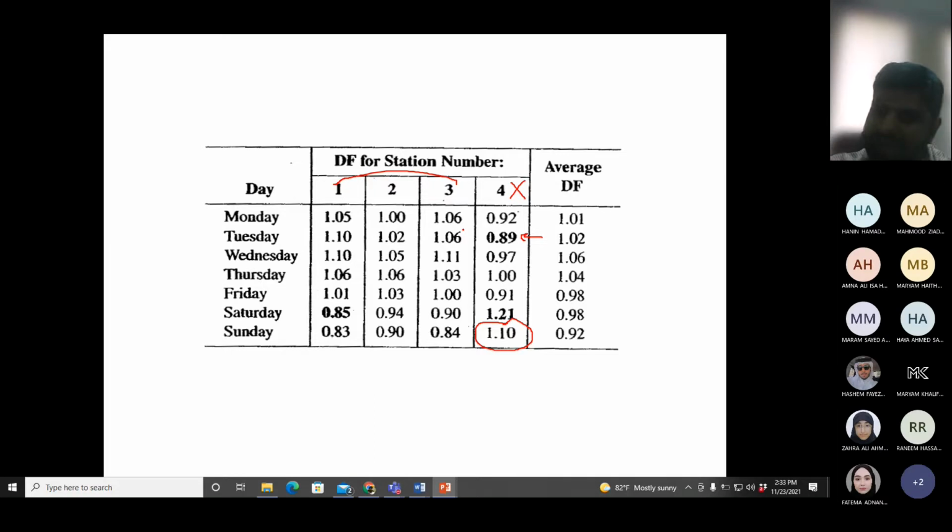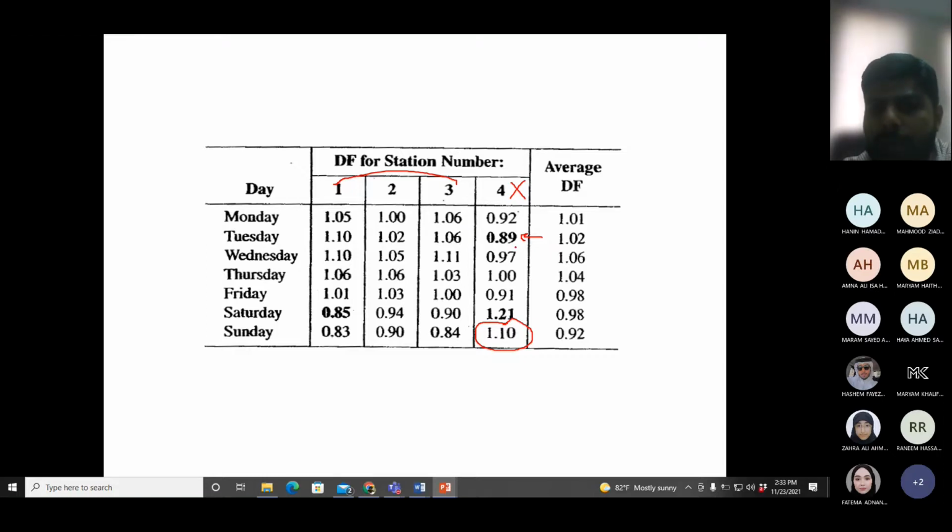If it was already in the range, it will only become better. It will only get close to the average. It will not go away from the average. So I will only recheck the values which were having the problem in the first trial. Which values are having the problem in the first trial? The bold values and this circled value, right?